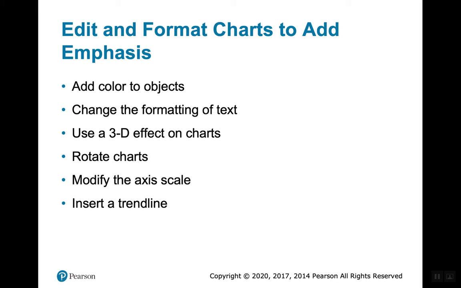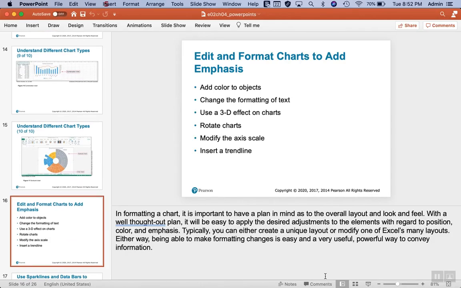So after we generate the chart, so we can generate the basic chart by selecting a range of data and assigning it to a chart. Once we do that, a whole bunch of stuff we can do. We can change the colors of charts. We can add colors. We can change the formatting of the text. We can use 3D effects. There's actually a lot of these charts that in and of themselves have 3D built into them.